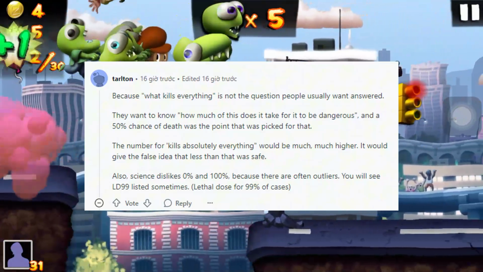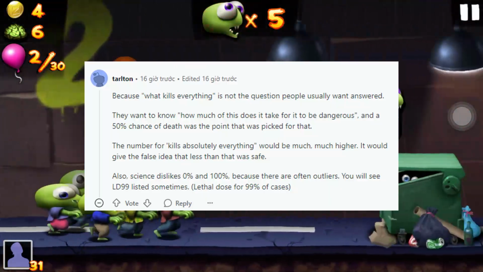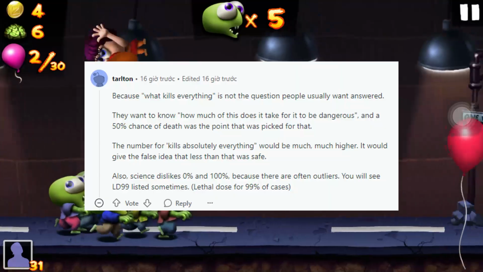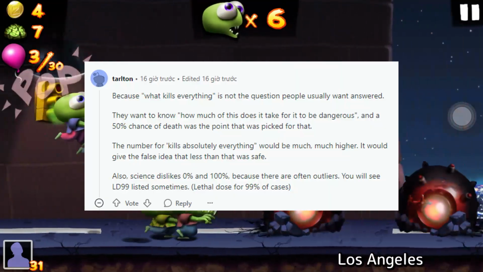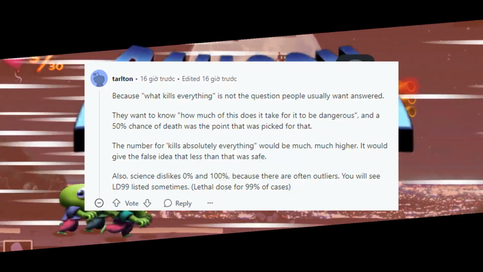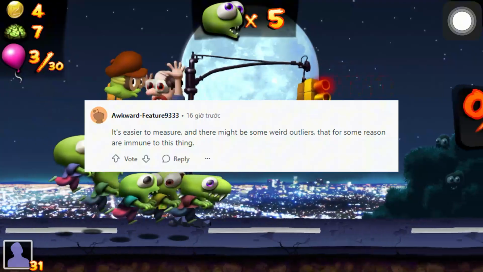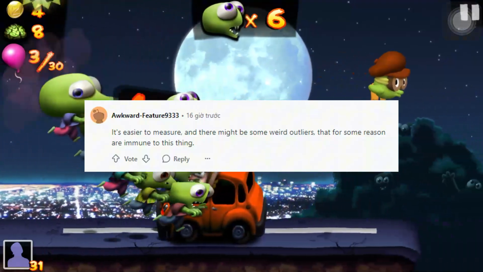Also, science dislikes 0% and 100% because there are often outliers. You will see LD99 listed sometimes, lethal dose for 99% of cases. It's easier to measure, and there might be some weird outliers that for some reason are immune to this thing.